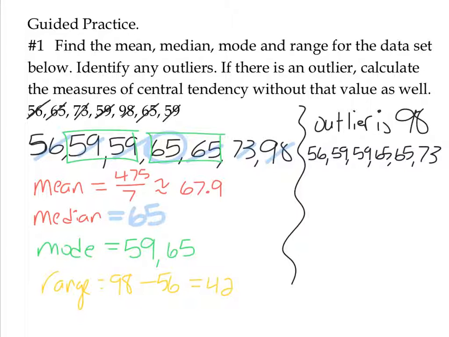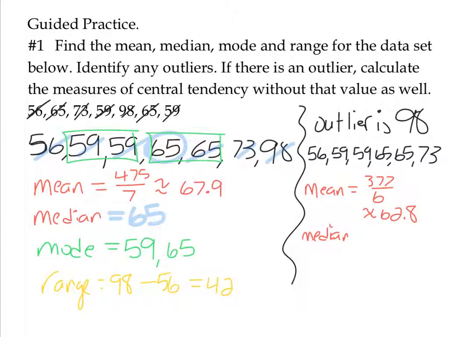So to calculate my mean, I'm going to add all these values together. It comes out to 377, and now I'm going to divide by 6. So there are 6 numbers in my list now. And so that comes out to about 62.8.